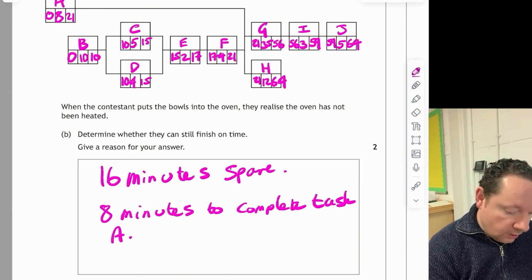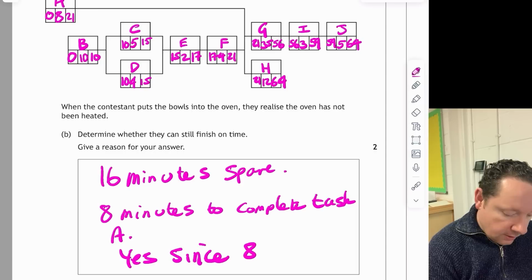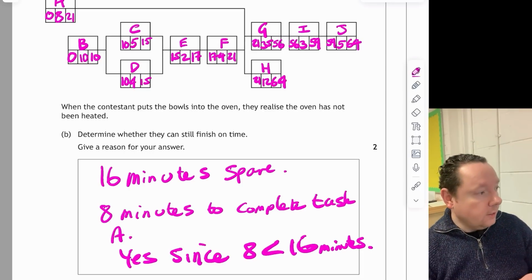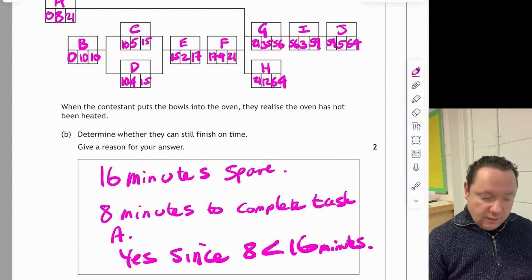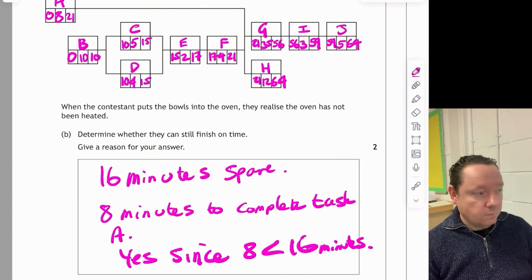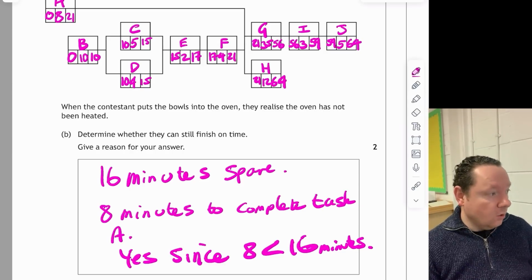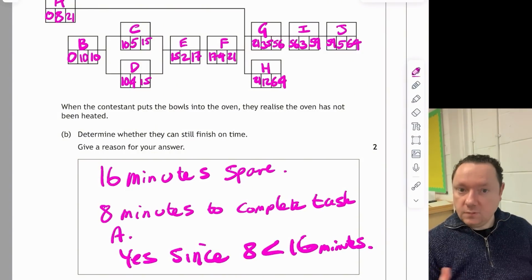So can they still finish on time? Yes, since A is less than 16 minutes. So for marks for that one, you're getting a mark for either saying it's 8 minutes to complete task A over 16 minutes spare, and then a mark for saying yes because 8 is less than 16 or 16 is greater than 8. Okay, done there.